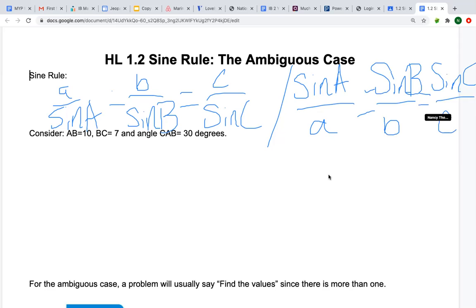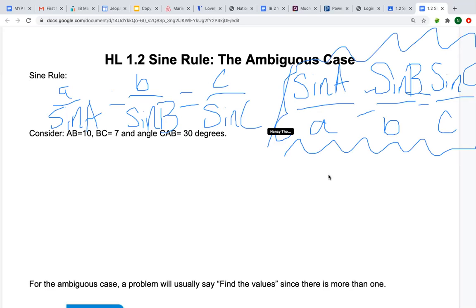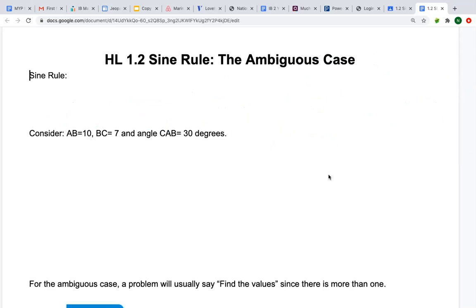Now this one is a little bit more convenient for this particular case that we're using, just because it takes away one extra step, which makes it go a little bit faster. So I would recommend using that one. Okay, so when we're talking about sine rule, we are talking about triangles that can have more than one side.